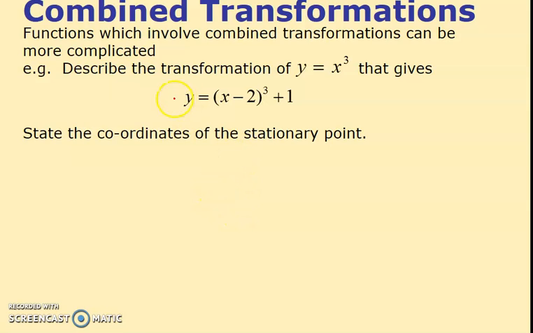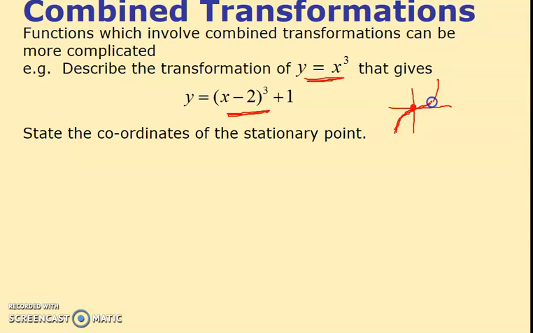This is like one of the ones I just showed you, because this says describe the transformation to go from y equals x cubed to this graph. I suppose the very first thing we need to know is, what does x cubed look like? It goes like that, and then like that, and you get this stationary point here.